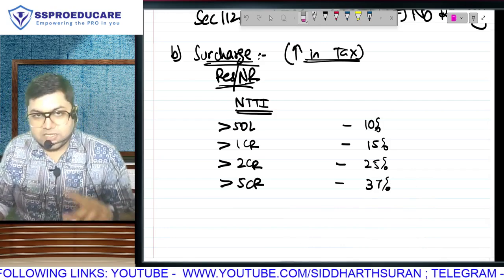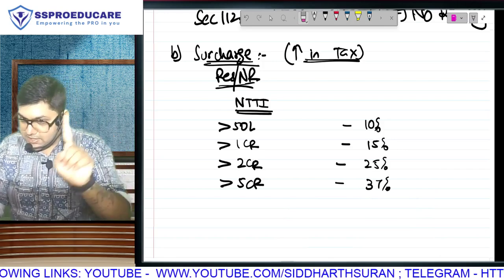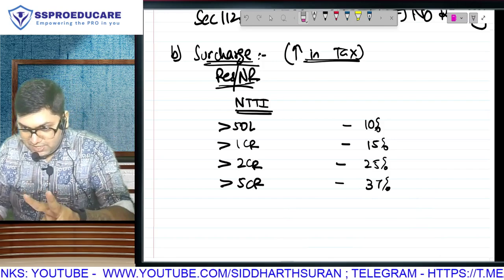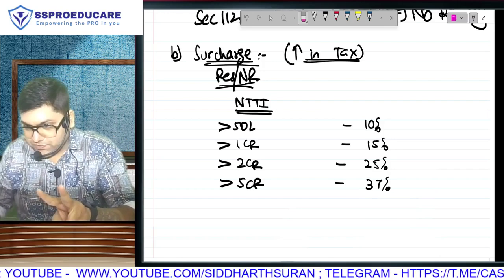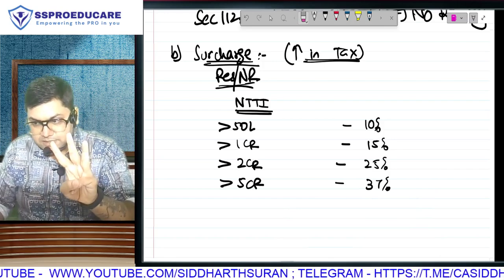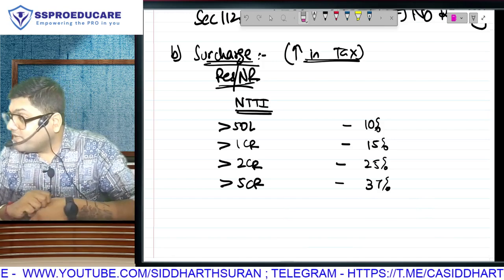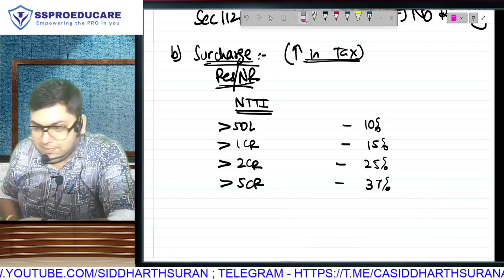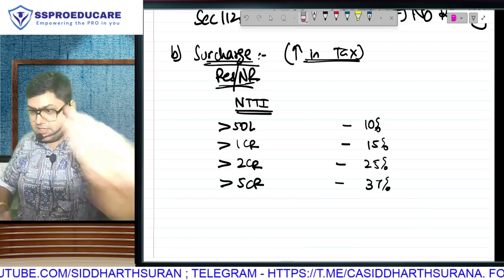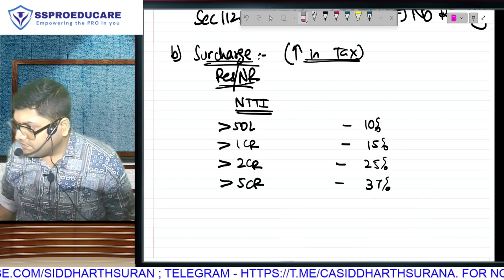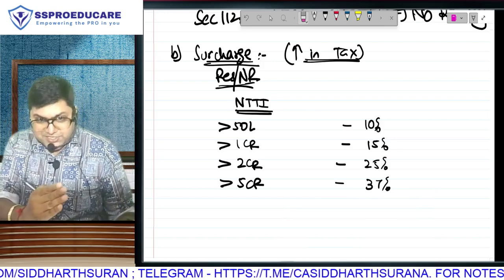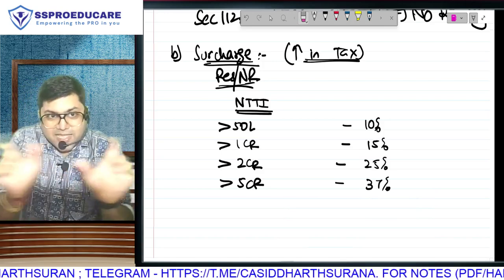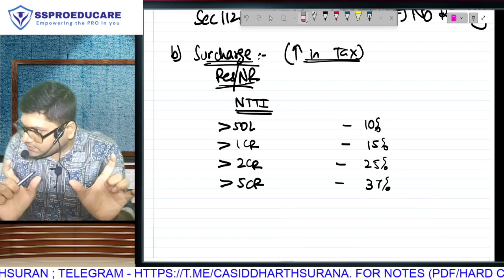Is this clear? So first condition, rebate is for resident, surcharge for everyone. Second condition, rebate is for individual, surcharge for everyone, with different rates, but these are rates of individual. Third condition, rebate is applicable when income is less than or equal to 5 lakh. Surcharge is applicable after 50 lakh. Use your common sense: the threshold of surcharge and rebate can never be the same. So we don't have to compare 5 lakh and 50 lakh.